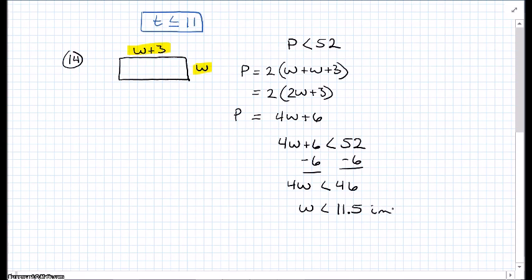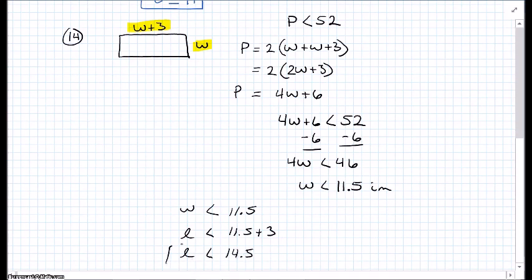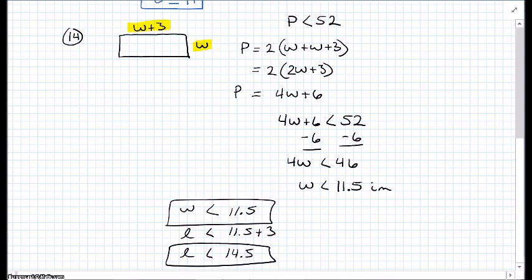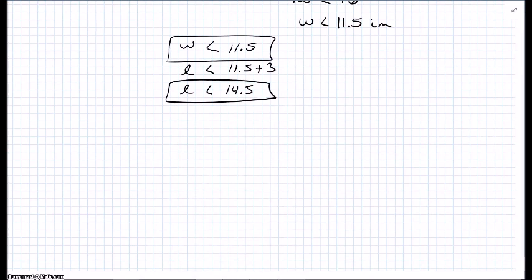If w has to be less than 11.5, the dimensions would be: the width is less than 11.5, and the length would be less than 11.5 plus 3, or you could say the length is less than 14.5. So there are your dimensions, there's your width and there's your length. Okay, moving on. Number 18.